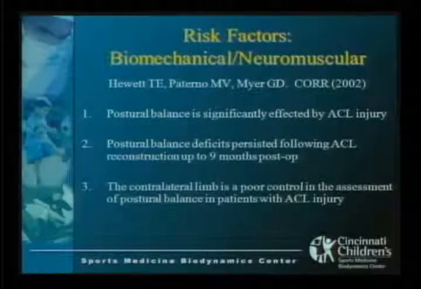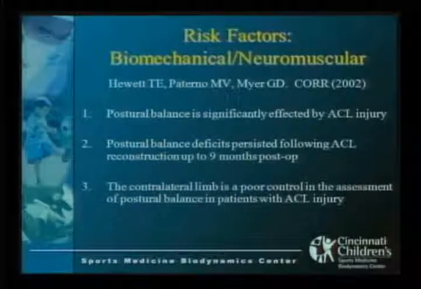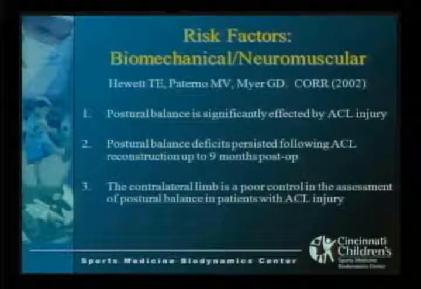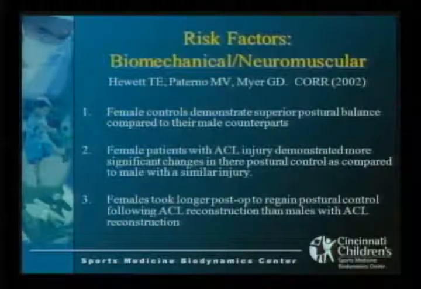In addition, our data suggested that the contralateral limb was actually a poor control in the assessment of postural stability. Specifically, we noted that there were deficits bilaterally after a unilateral injury. We took our study a step further and looked at gender differences in postural stability.